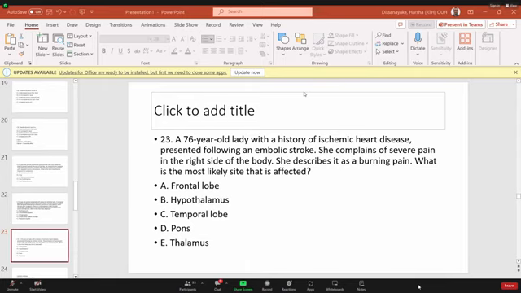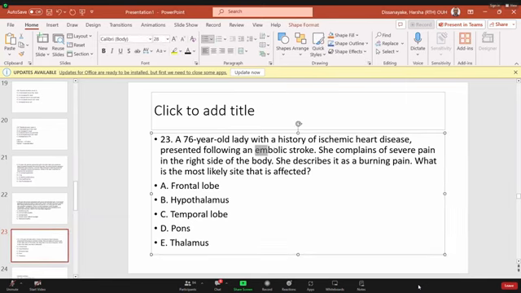So that's thalamus. Now, what do you think about this statement, embolic stroke?